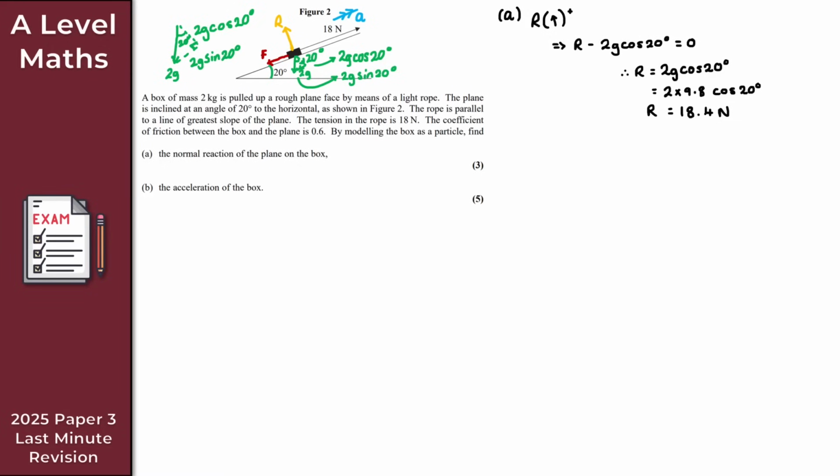Now for the second part of this question, part B, what do we want to do here? We want to find the acceleration of the box. To do that, I'm going to resolve parallel to the plane, and I'm going to take up as positive, given that the box here is being pulled up the plane. So resolve parallel to the plane, taken up as positive.